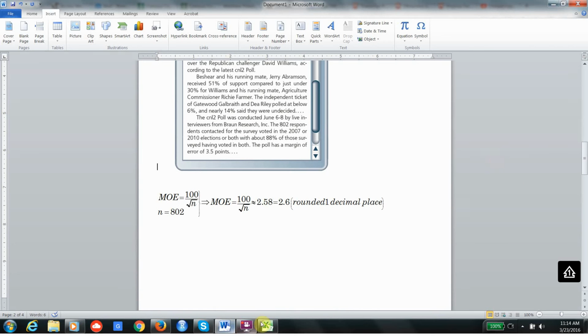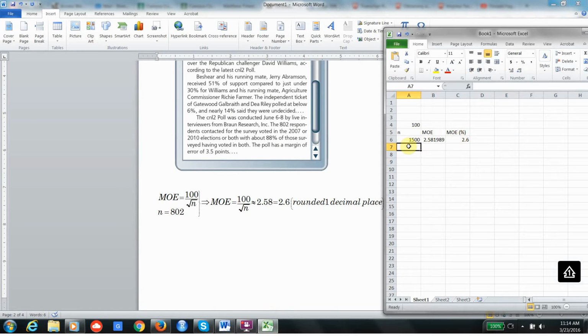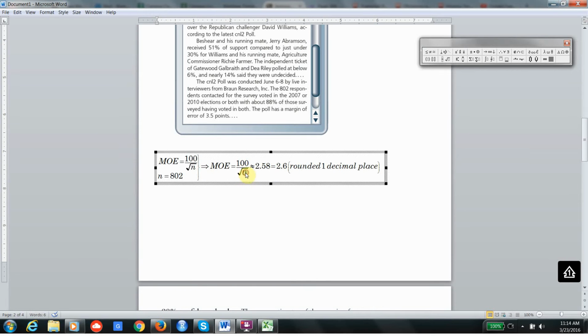Okay. And so I'm just going to use Excel to do this. And Excel automatically does it. Let me just do it like this. Yeah. So this is 3.5%. So we get the same thing basically when we round this off, okay? So this is 802. And this ends up being about 3.5.